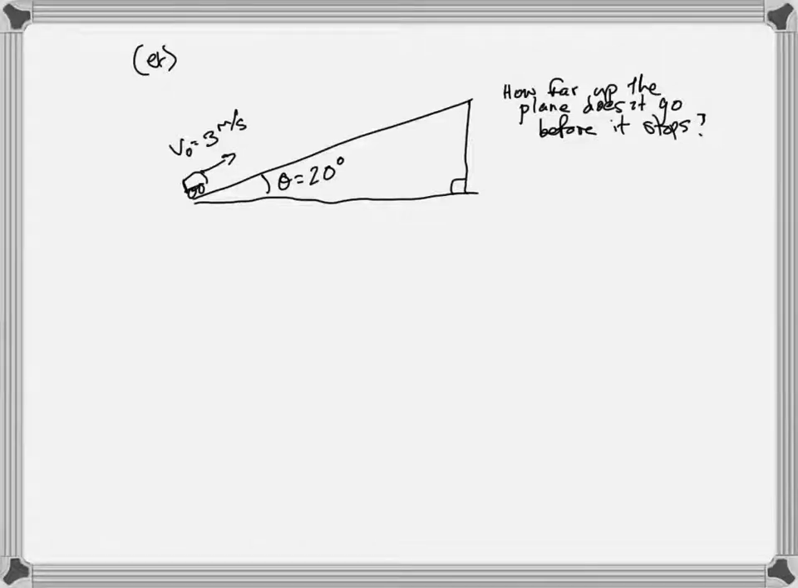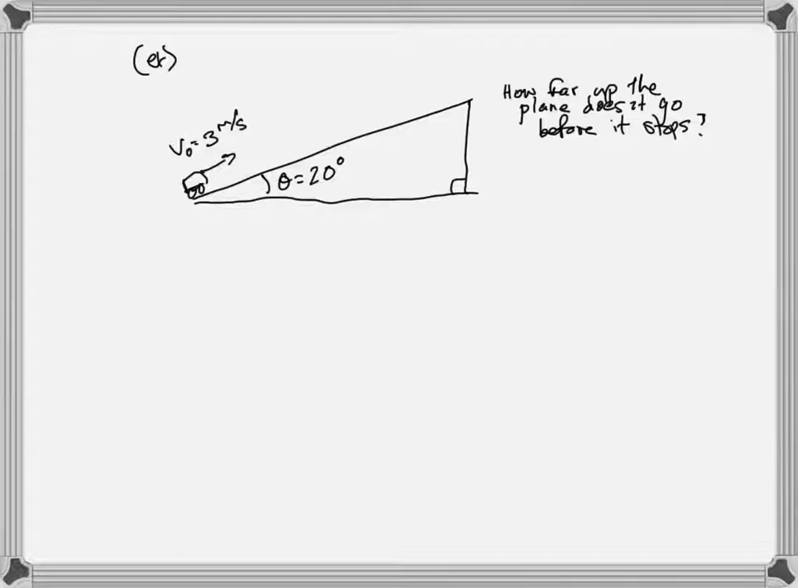Okay, let me do another inclined plane problem. Let's say that I have, I don't know, an amusement park ride, a roller coaster ride, something like that, a car which is going up a frictionless plane. It's always frictionless unless we otherwise say. We'll start adding friction soon.